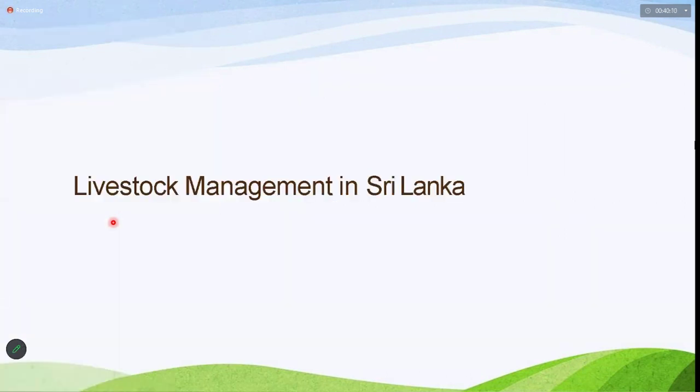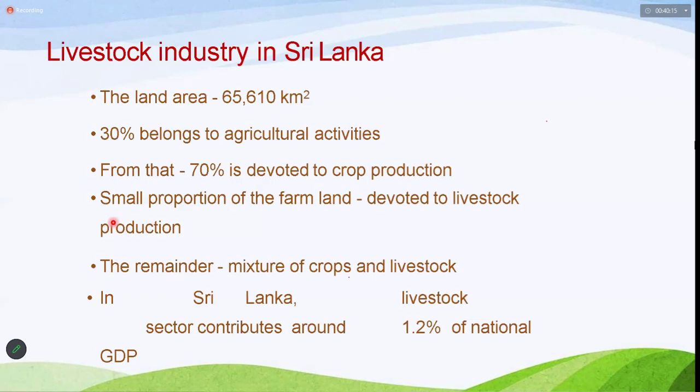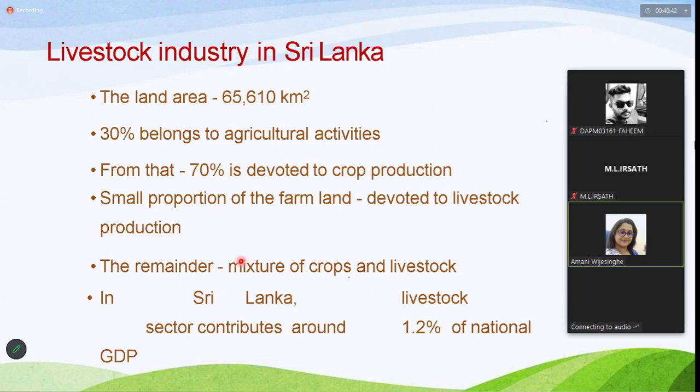So, livestock management in Sri Lanka. In the Sri Lankan context, the whole land area is about 65,000 square kilometers. From that whole area, only 30% is taken for agricultural activities. From that, 70% is devoted to crop production.